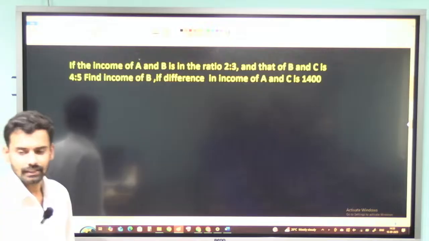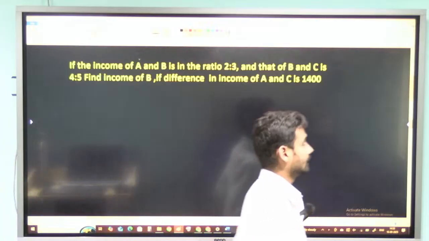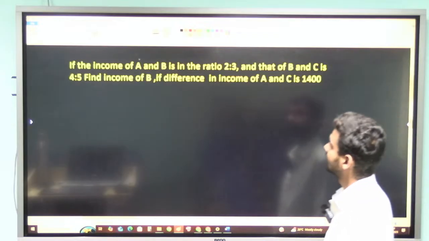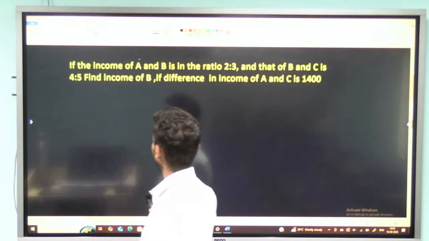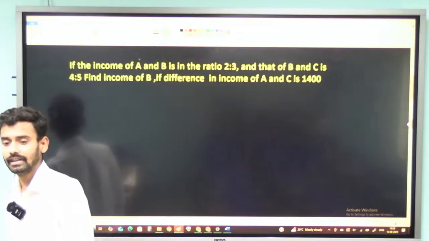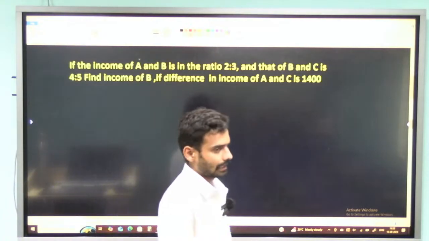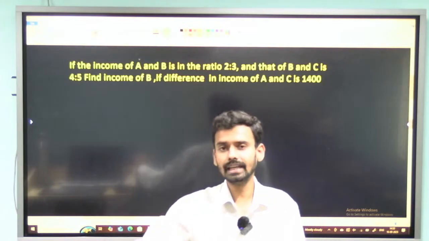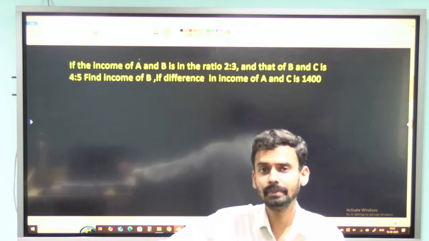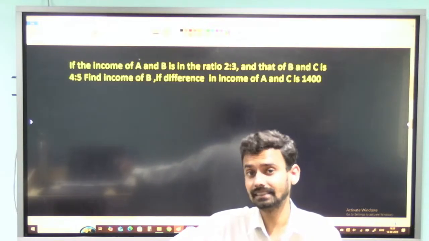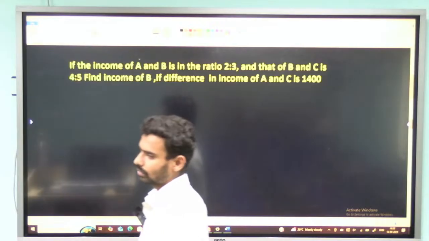First problem: if the income of A and B is in the ratio 2:3 and that of B and C is 4:5, find the income of B if the difference in the income of A and C is 1400 rupees. In this question, the ratio of A and B income is given and the ratio of B and C income is given, and they are giving the difference between A's income and C's income. So there are two methods of doing this question.